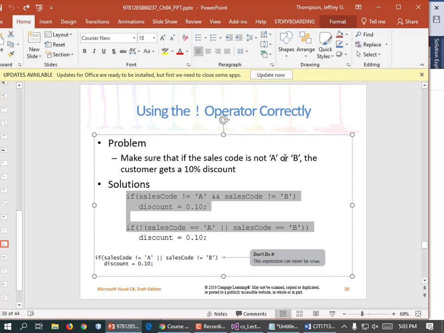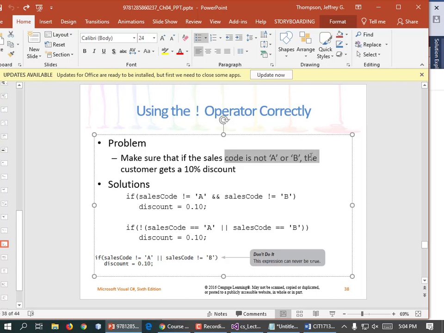We could work it through in our head. If the sales code is A, we don't want them to get a 10% discount. That's the way this is worded. Because if it's not an A or a B, we want them to get a 10%. So if it's a C, we want them to get a 10%.